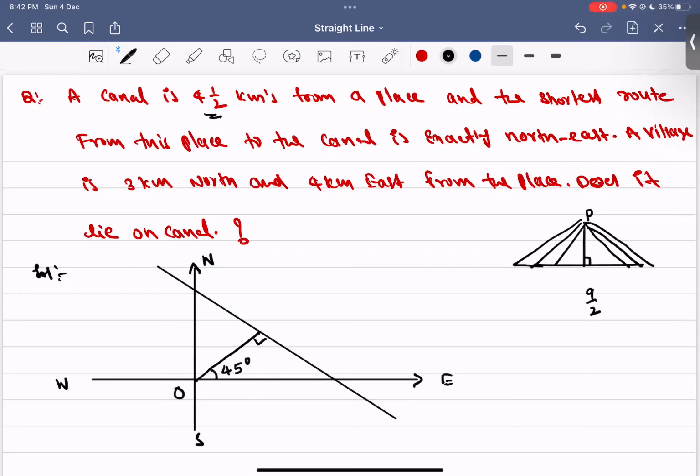So this distance is 9/2. Means indirectly it is given that p is given as 9/2. Alpha is given as what? 45 degrees. Now can you write the canal equation?